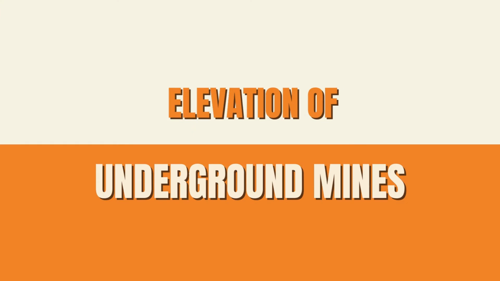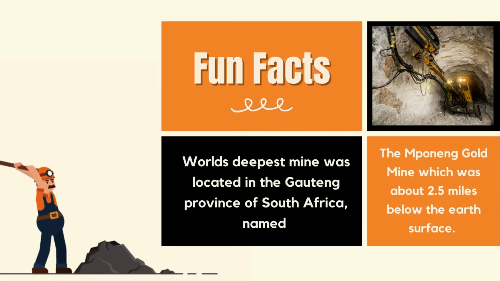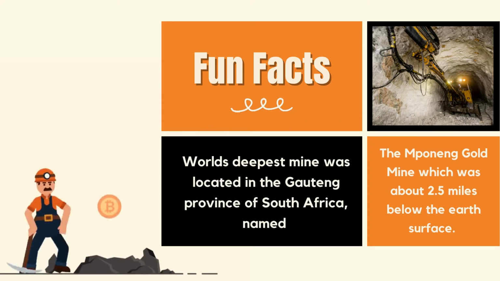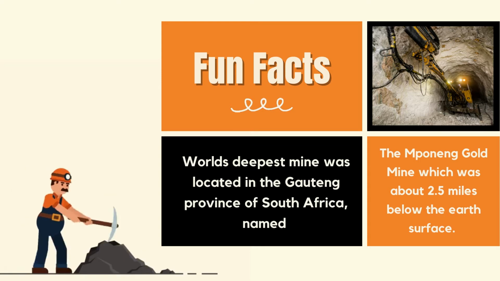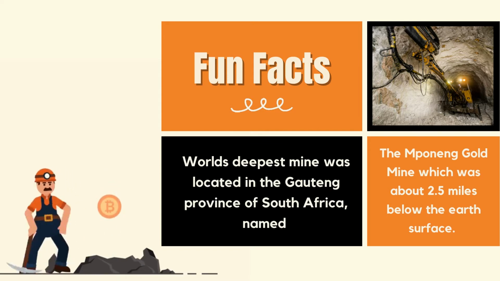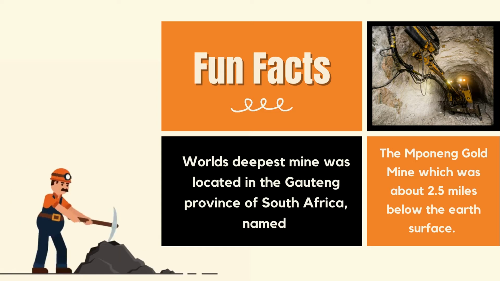Elevation of underground mines. Did you know that the world's deepest mine is simply named Dump Nang Gold Mine? It is located in the Gauteng province of South Africa. It was the last underground operation by AngloGold Ashanti in South Africa, which extends to a depth of almost 2.5 miles below the Earth's surface. The method to be used for underground mining depends on the concentration or strength of the surrounding rock and the various risks involved.